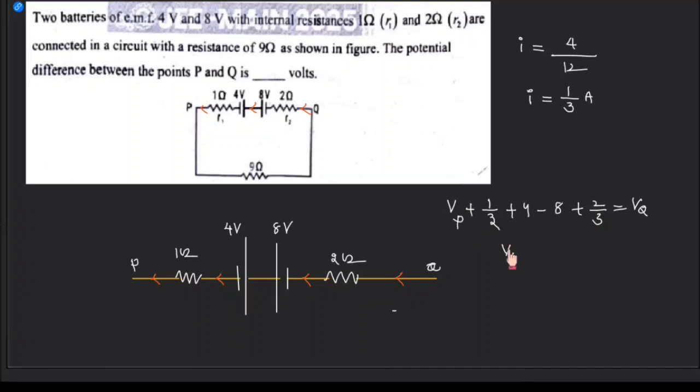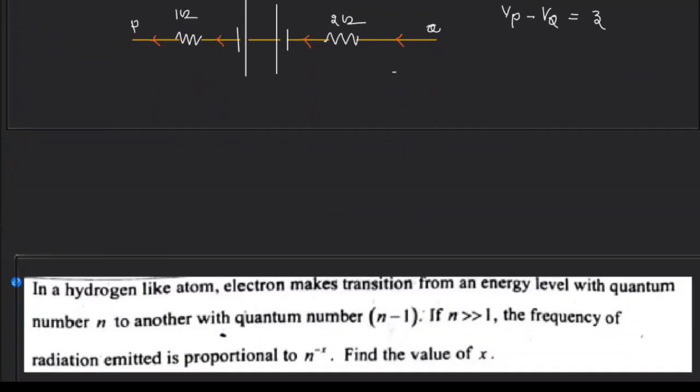Therefore you could say Vp minus Vq is equal to 3. Check it once: 1 by 3 and 2 by 3 is 1 only, 1 plus 4 is 5, minus 8 is minus 3. So Vp minus Vq is equal to 3. Right? So that's the answer for this question.